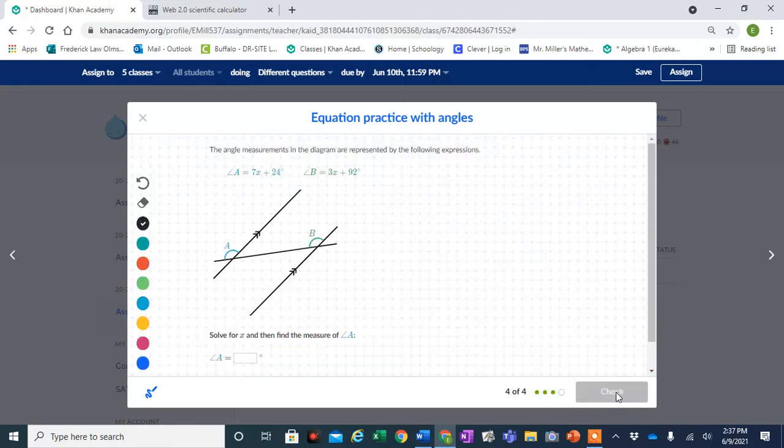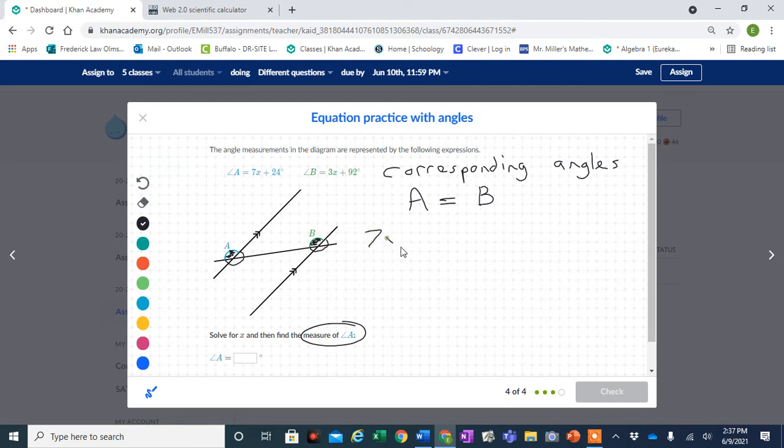All right, for this one, the measurement of angle A. So if we look again, we could continue the circle, and we would notice they're in the same spots. So that means that they are corresponding angles. And again, corresponding angles are equal to each other. So A would be equal to B. So in this situation, then 7x plus 24 is equal to 3x plus 92.